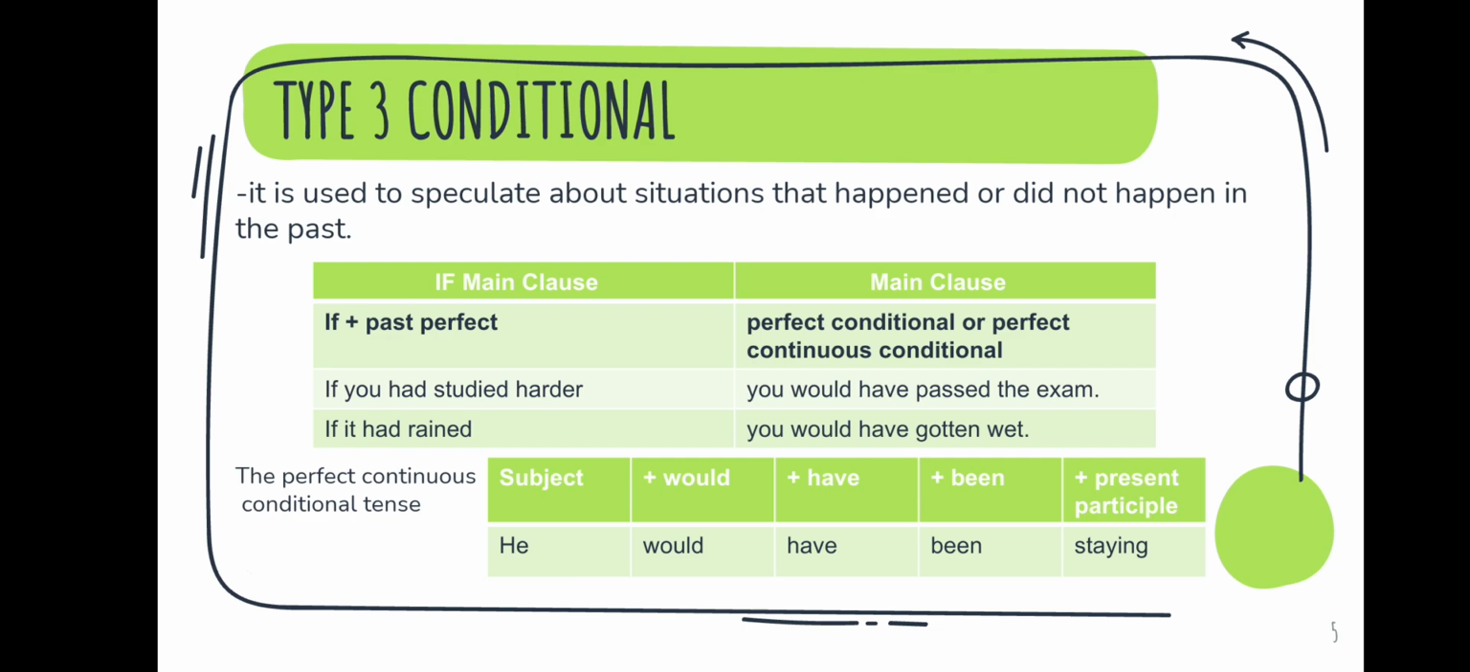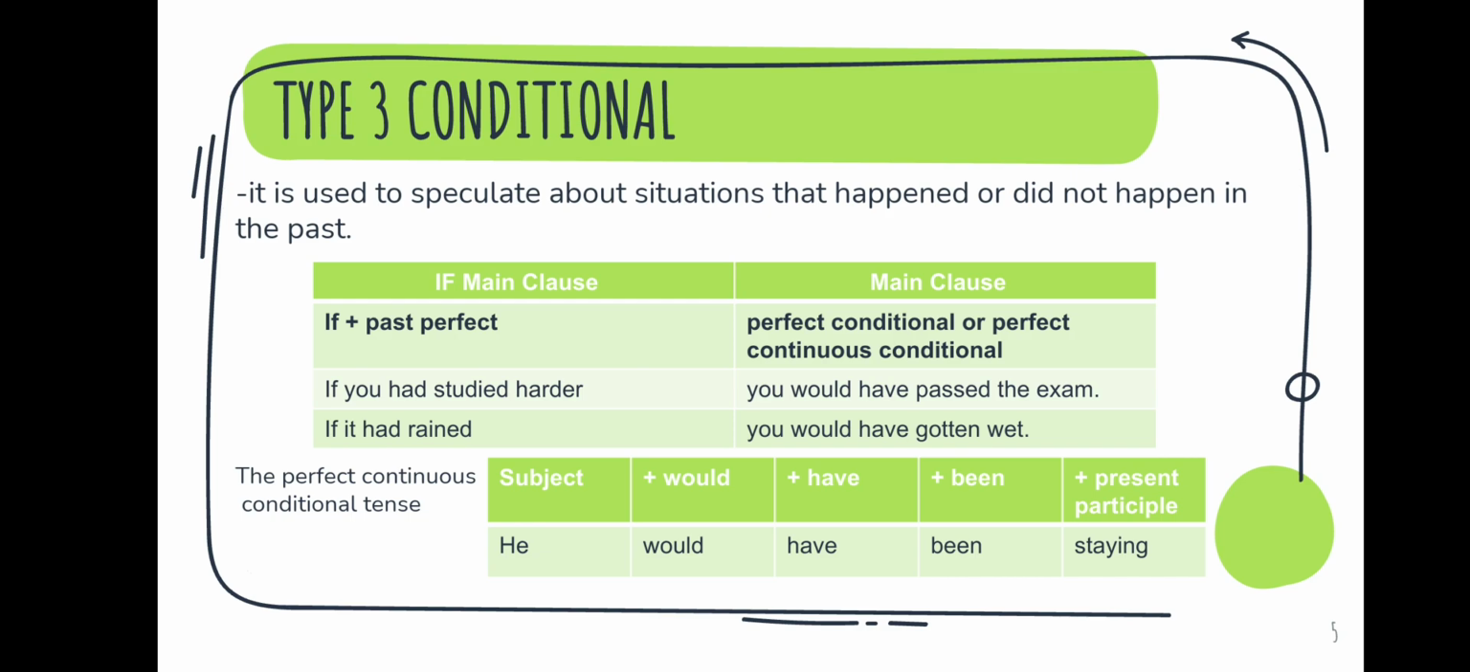In a type 3 conditional sentence, the tense in the if clause is the past perfect, and the tense in the main clause is the perfect conditional or the perfect continuous conditional. The function of type 3 conditional is that it refers to an impossible condition in the past and its probable result in the past. These sentences are truly hypothetical and unreal because it is now too late for the condition or its result to exist.